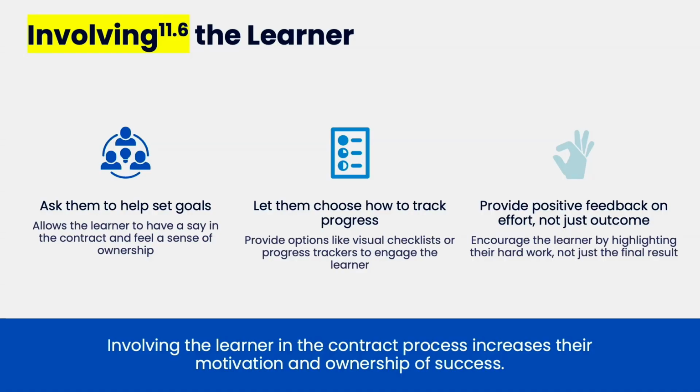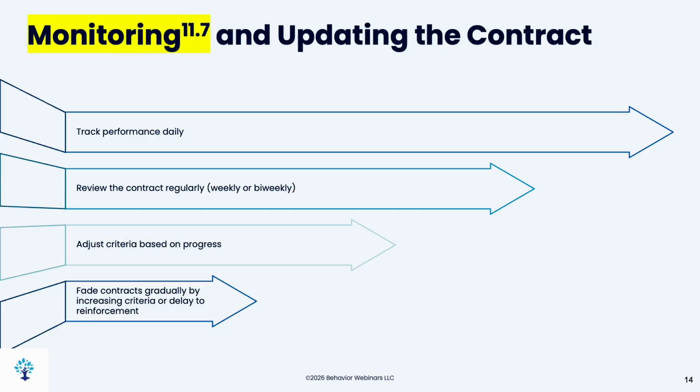If it's over a week, then each time they do engage in the behavior, you want to make sure that there's praise and other types of reinforcement available to them. You want to track their performance daily and make sure it's working. If it's not, you may need to go back to the drawing board and review the contract regularly. After they get their reward, review this and make sure it's still working.